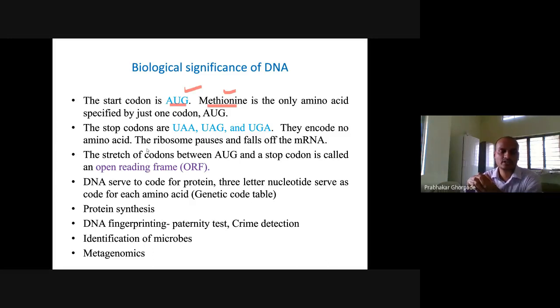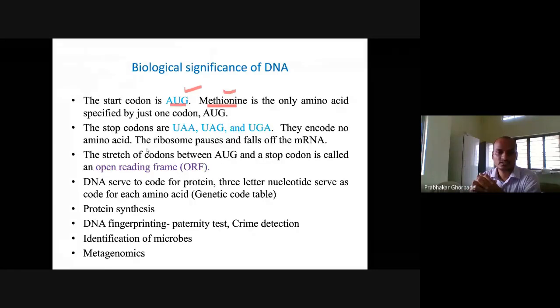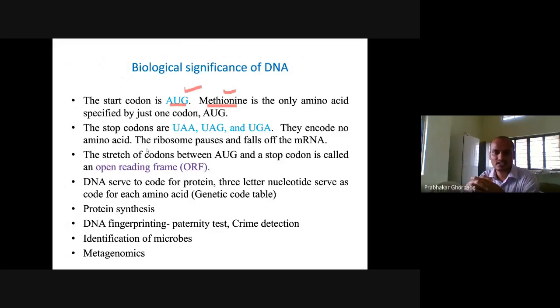Next, DNA fingerprinting, so the paternity test. If you take the DNA of a child, you can determine the paternity of that child, or of an animal. We can also investigate a crime scene, even from a sputum sample or hair sample DNA. We can identify the person who committed the crime.